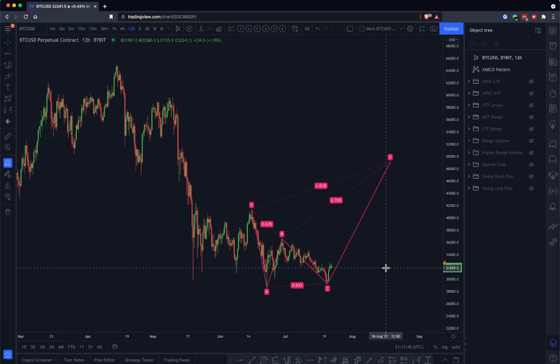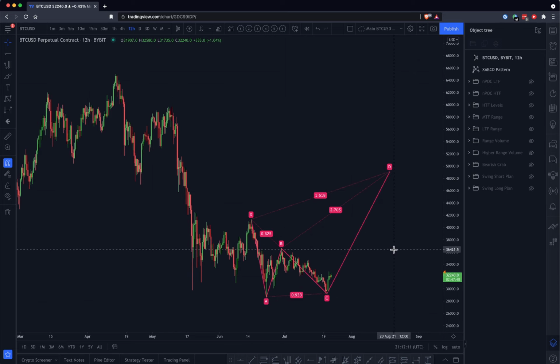But I'm going to talk about a couple of confluences that we have here, how I came to this setup, and I think it's going to be very interesting. So yeah, it has the potential of a 50% rise for Bitcoin, so that's very exciting.